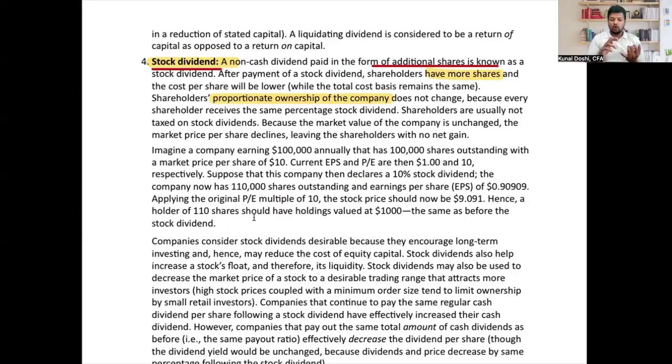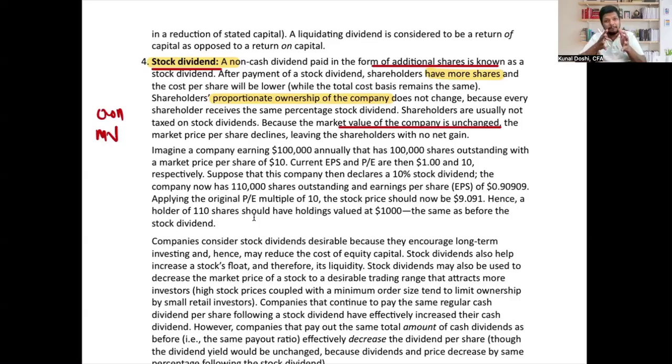Correct? So, what all doesn't change? The ownership doesn't change. Correct? The market value of the company is also unchanged. Why? Because, guys, when the company pays out dividend, its retained earnings go down, but its total equity remains the same. Why? Because the share capital increases. So the money is not going out of the company. So therefore, the market value of the company remains unchanged.